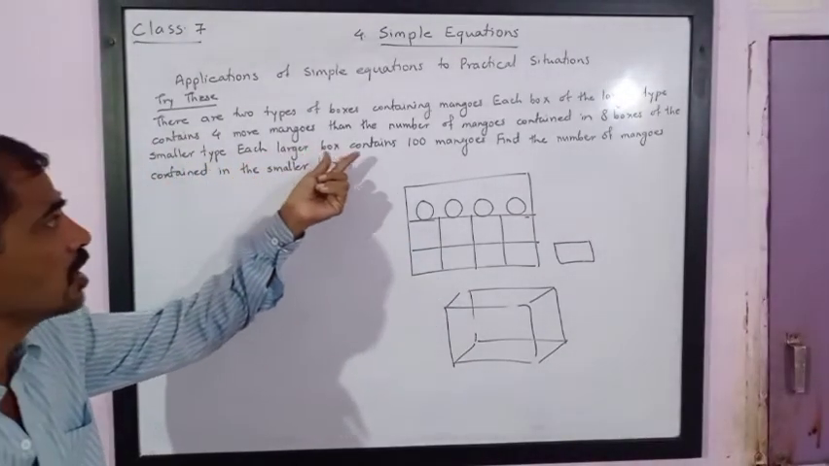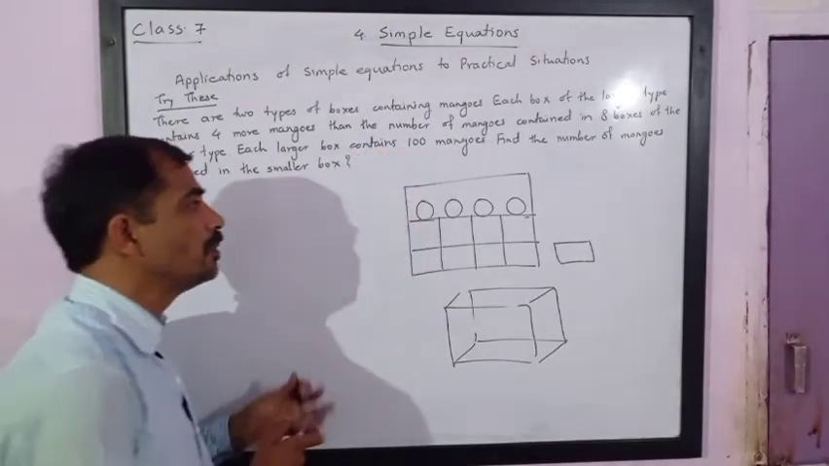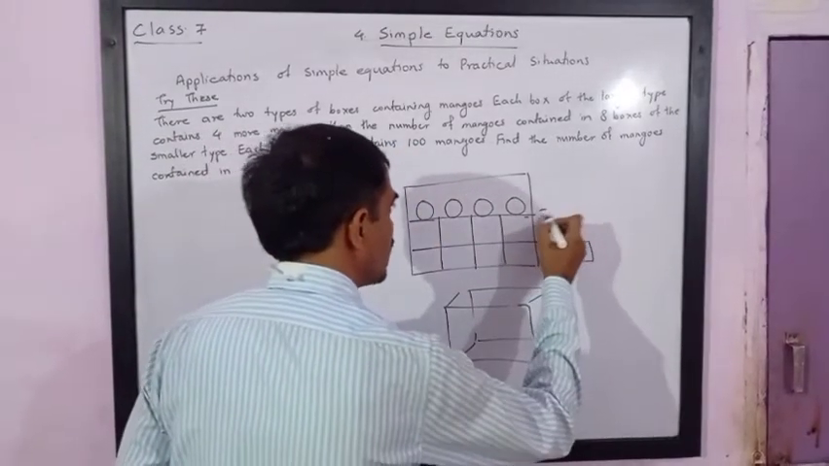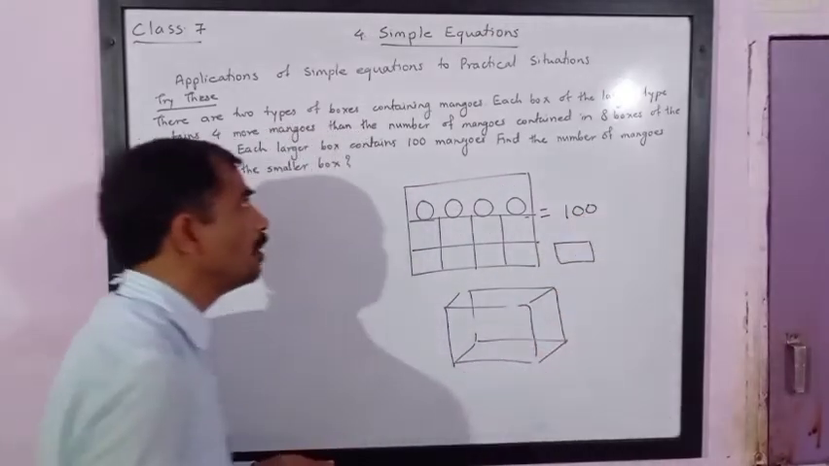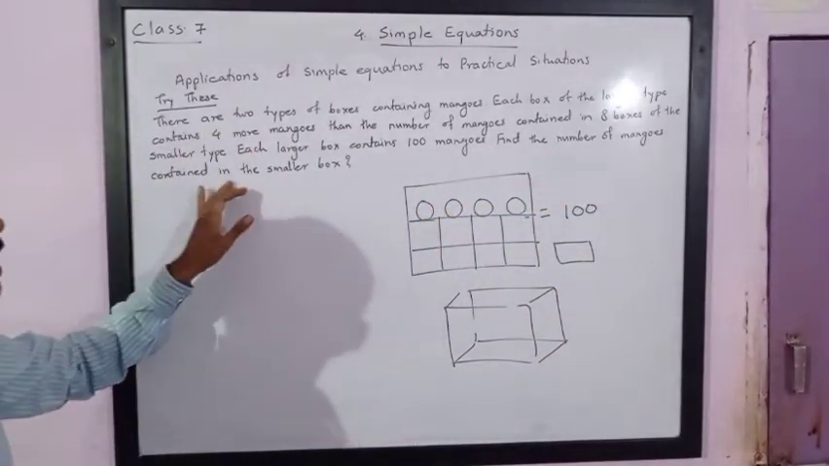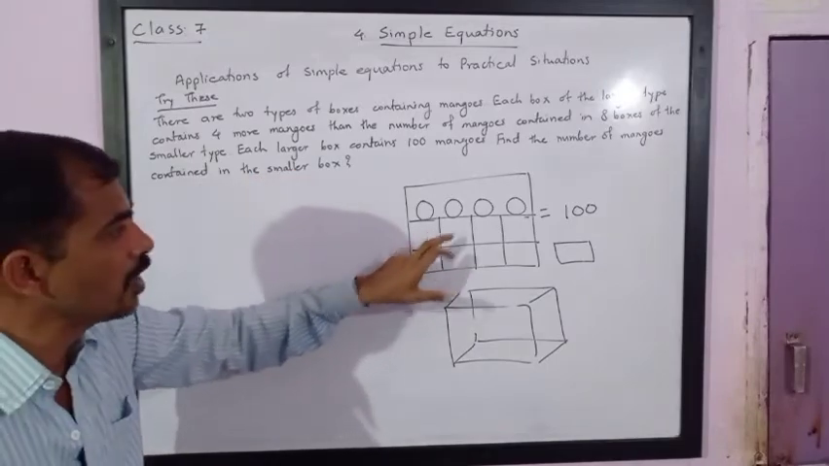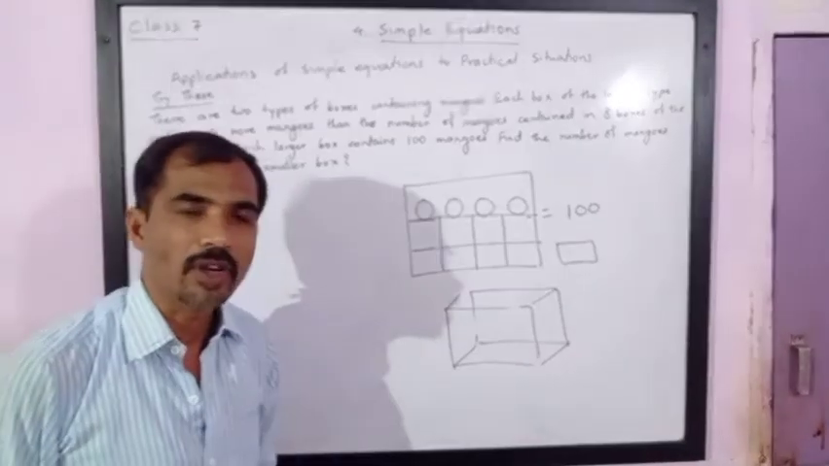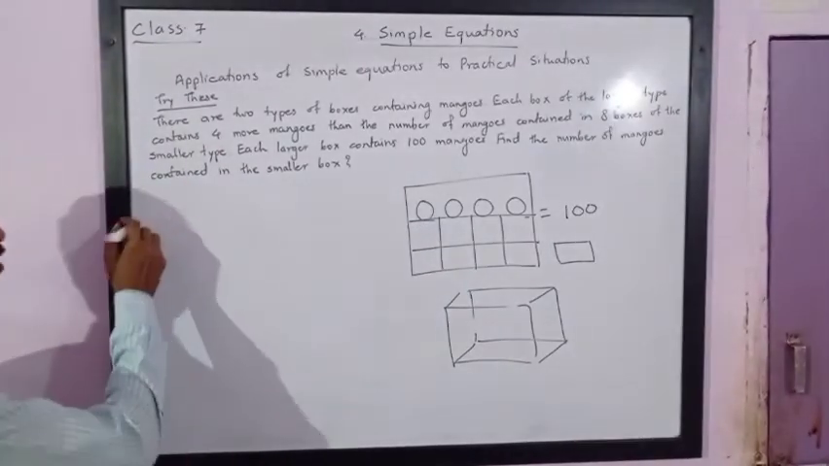Each larger box contains 100 mangoes. These many mangoes, whatever is there in this larger box, is equal to 100 mangoes. Now find the number of mangoes contained in the smaller box. We are asked how many mangoes are there in the smaller box. So let us see how to solve this. Solution.